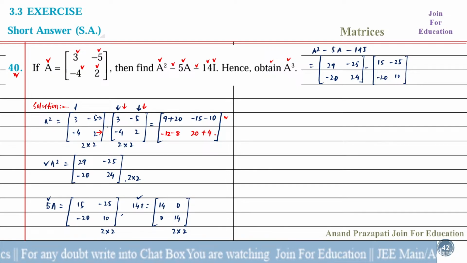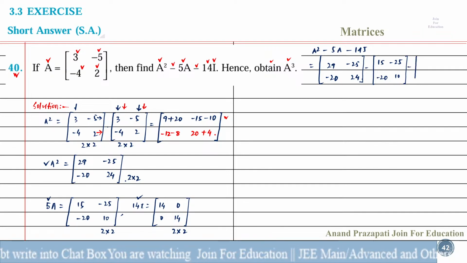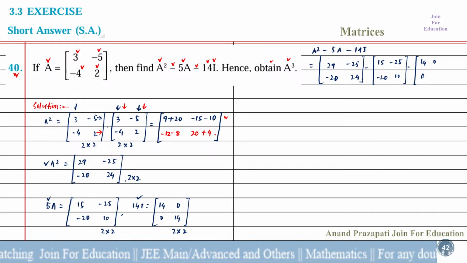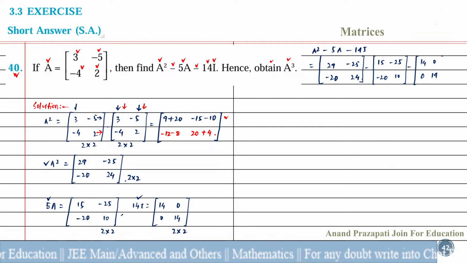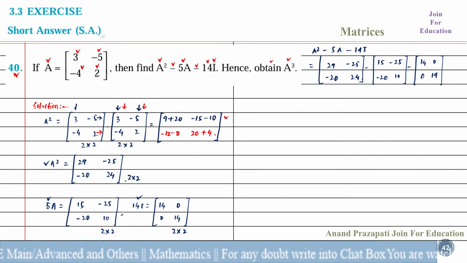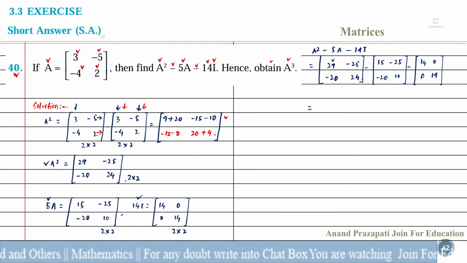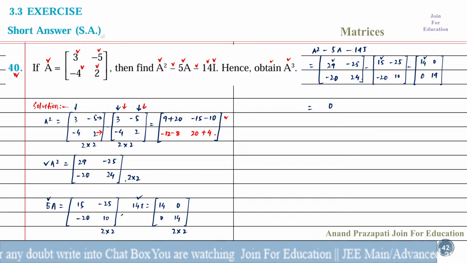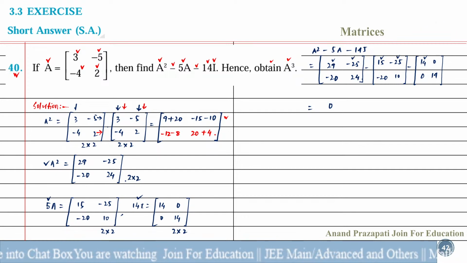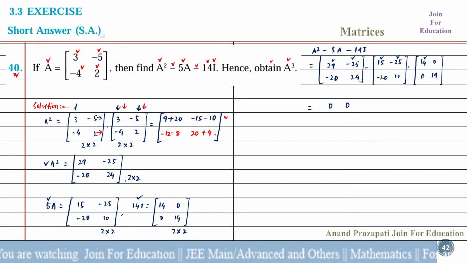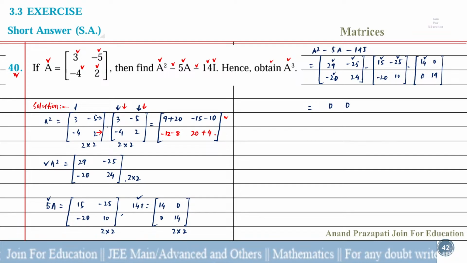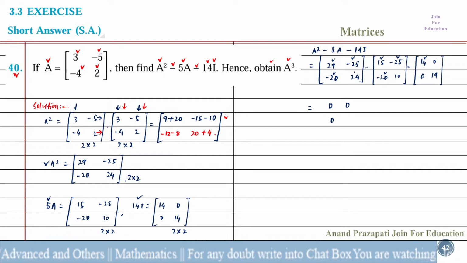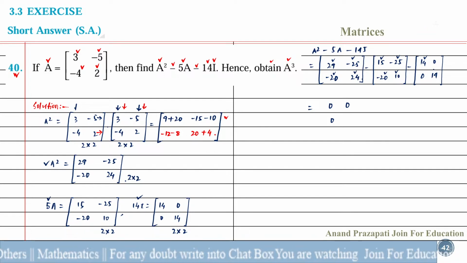And minus 14I, the value of this one is 14, 0 0, 14. Equal to, we get here 29 minus 15 minus 14 equal to 0, minus 25 plus 25 equal to 0, and minus 20 plus 20 equal to 0, 24 minus 10 minus 14 equal to 0.